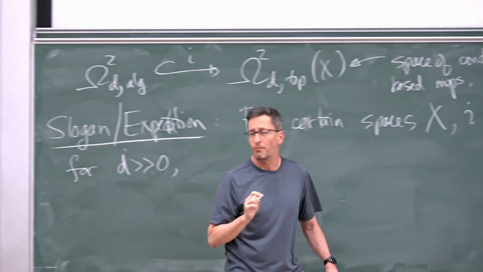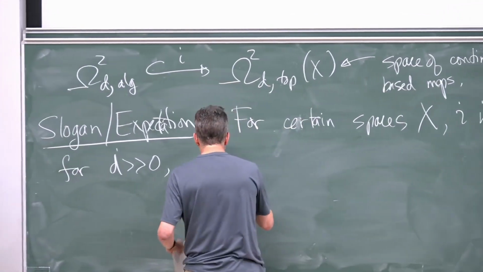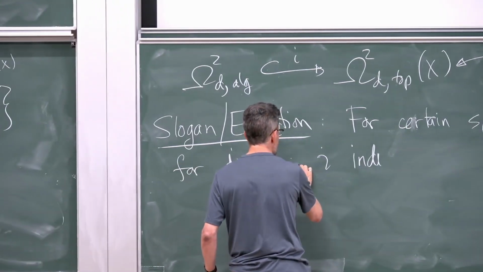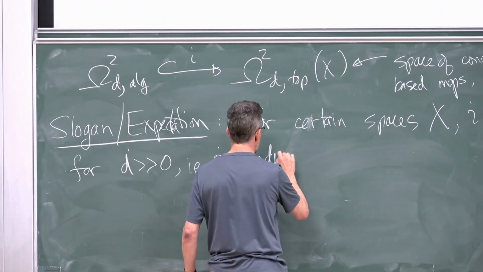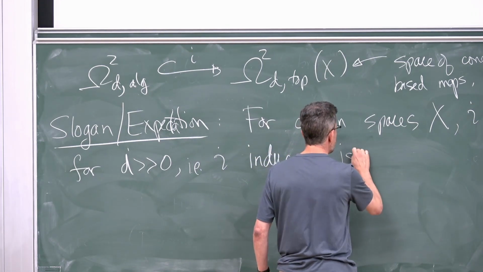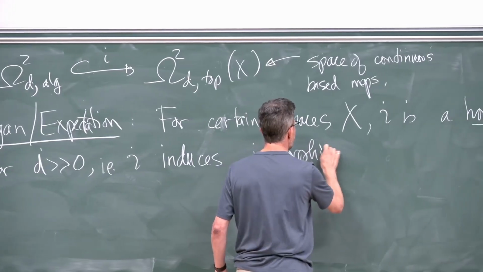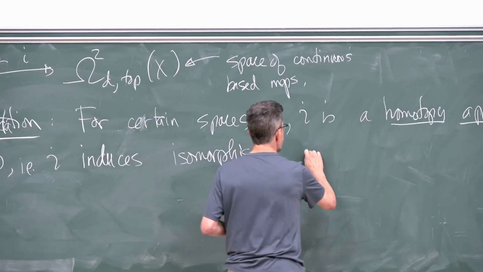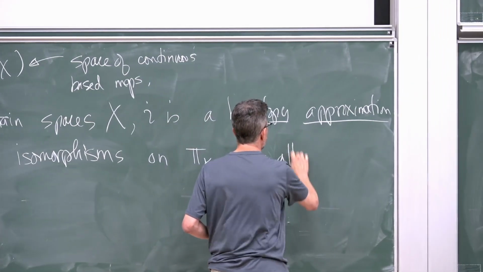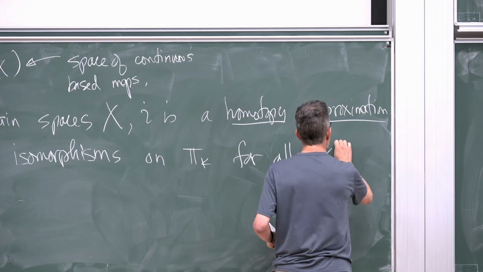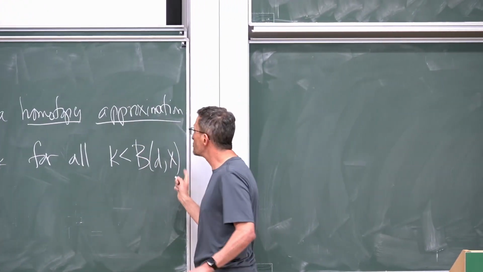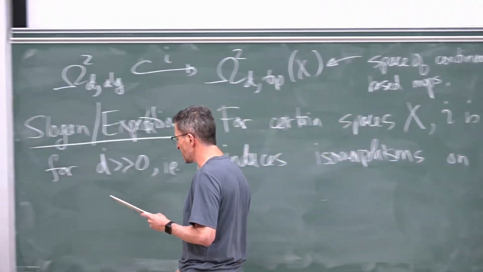For certain spaces, and the word certain is going to be doing some work here, but anyway, for certain spaces or varieties X, the inclusion i is a homotopy approximation for d large. So d being large in some suitable sense. What do I mean by a homotopy approximation? I mean that i induces isomorphisms on π_k for all k less than some bound that depends on d, and this bound goes to infinity as d gets larger and larger.